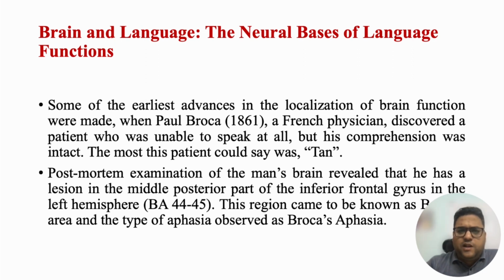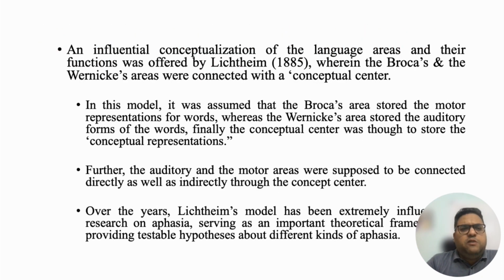This region came to be known as Broca's area, and the type of aphasia observed was referred to as Broca's aphasia. Remember from the previous lecture, difficulties in production or comprehension that are a result of brain damage are referred to as aphasias. And since this type of aphasia was first discovered by Paul Broca, this came to be known as Broca's aphasia.